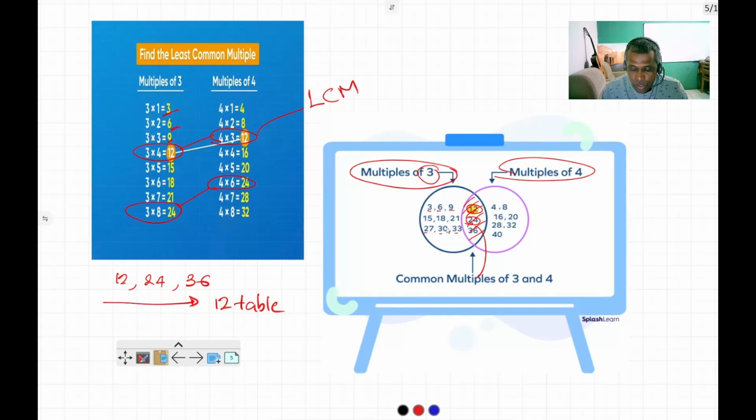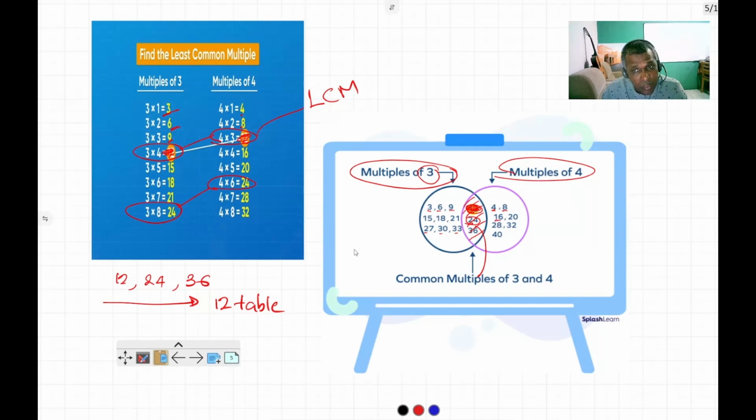For the 4 side, a number that is not common for both is only a multiple of 4. That is coming for the 4. I mark 4 here. 8 is also here. 12 is common. We have already taken this 12. So it is common for them. Next we go for the next one. 16. No, it's not common. It's only a multiple of 4.